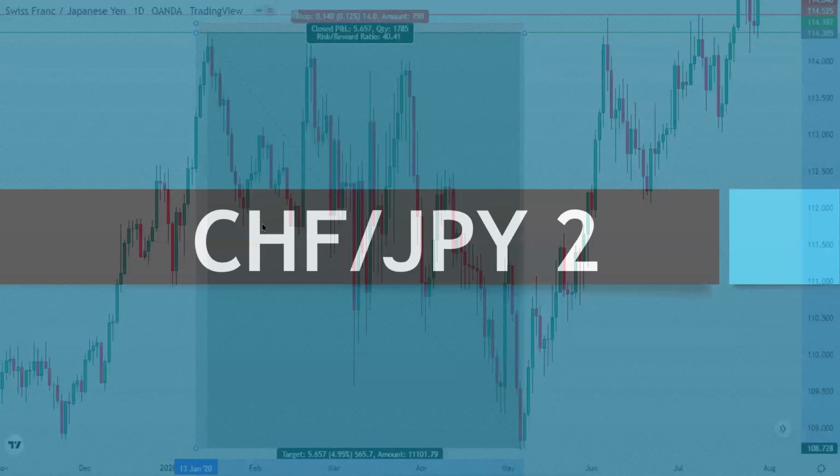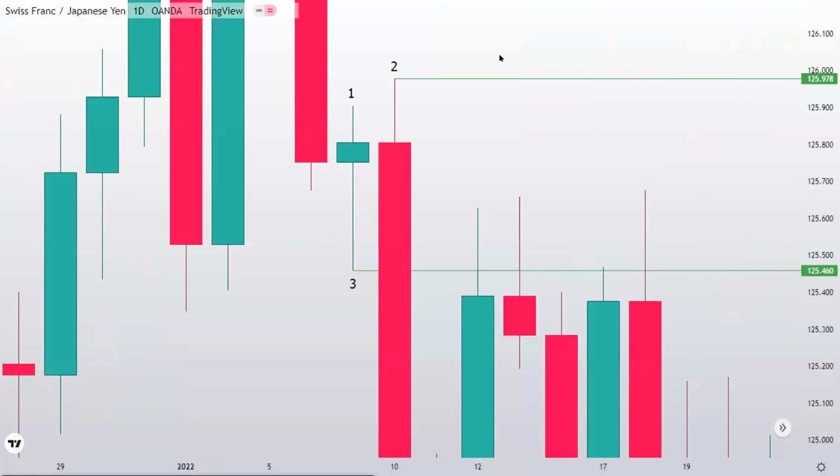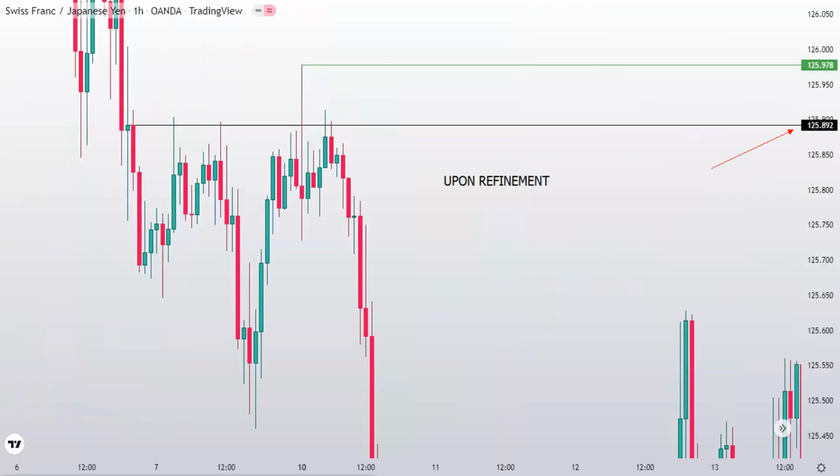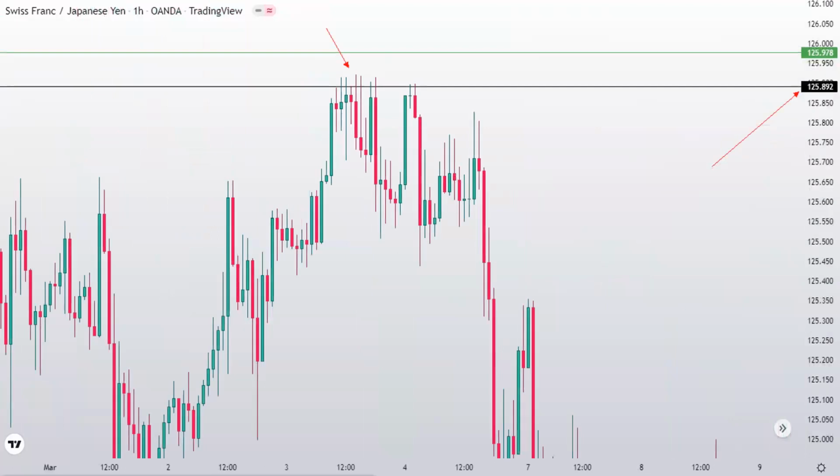Also, we have this example, HFJPY number 2. We have this type 1 here on the daily time frame. So if you observe clearly, when you come to refinements on the 1 hour time frame, this was my liquidity engineering based on both liquidity inducement and the reactive liquidity engineering. Later on, the market comes, taps into the entry point, as you can see.